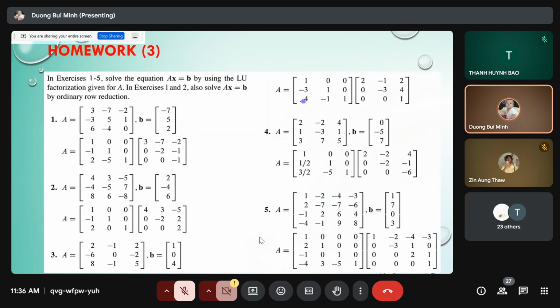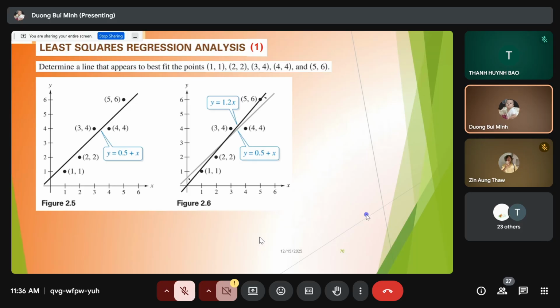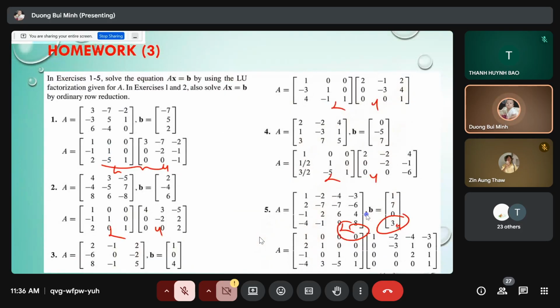Homework 3. They already give us L and U, right? But for the final exams, you need to calculate L and U for yourself. So we finish lecture 1, part 4, and we have now maybe more than 10 minutes.